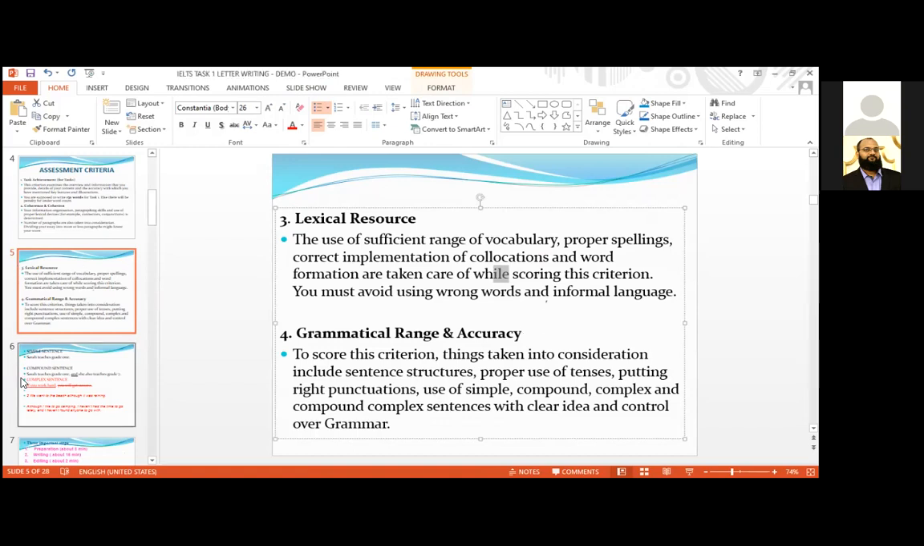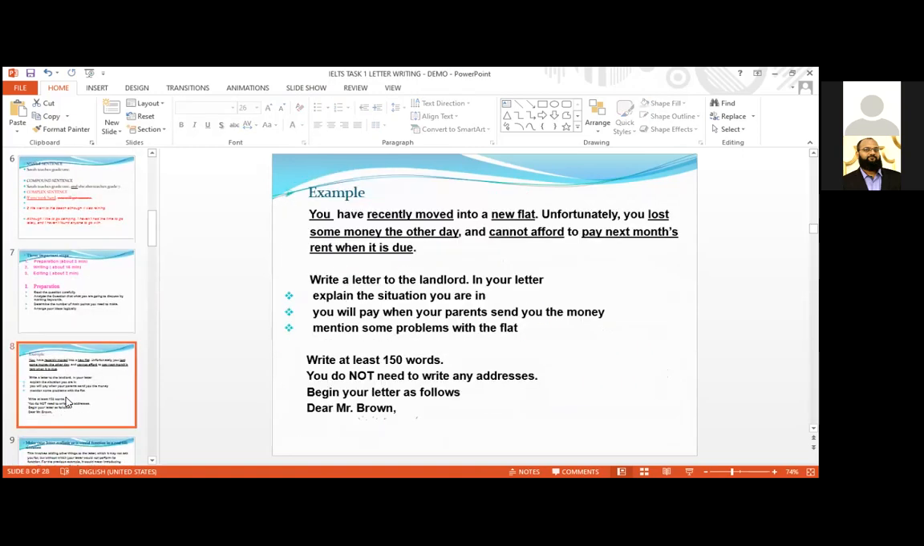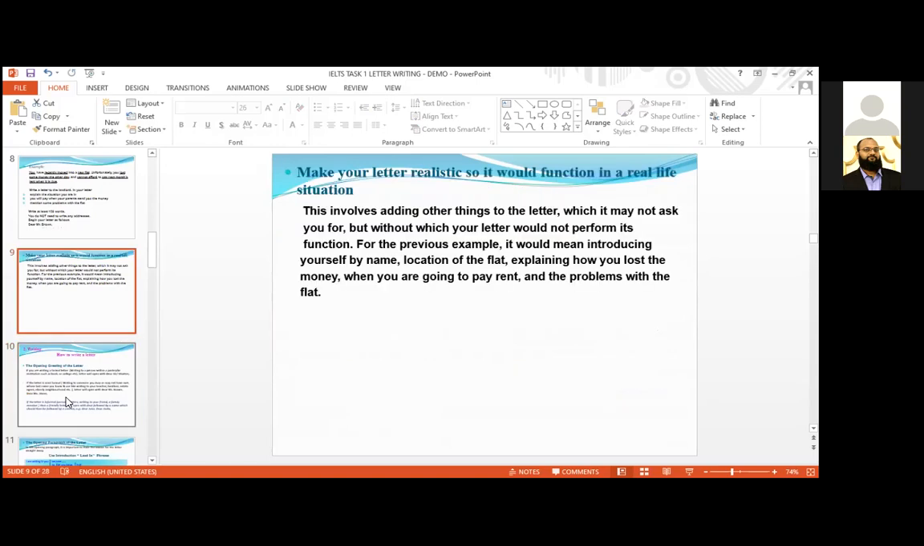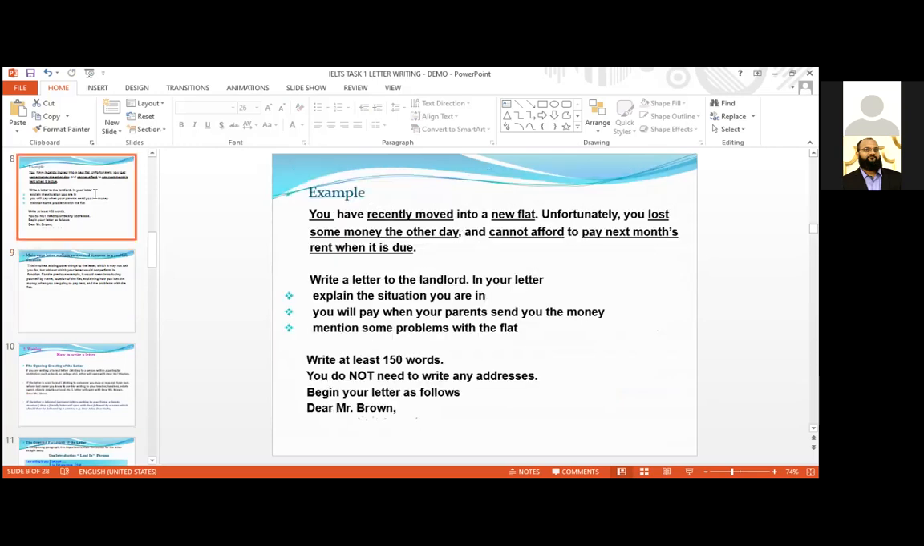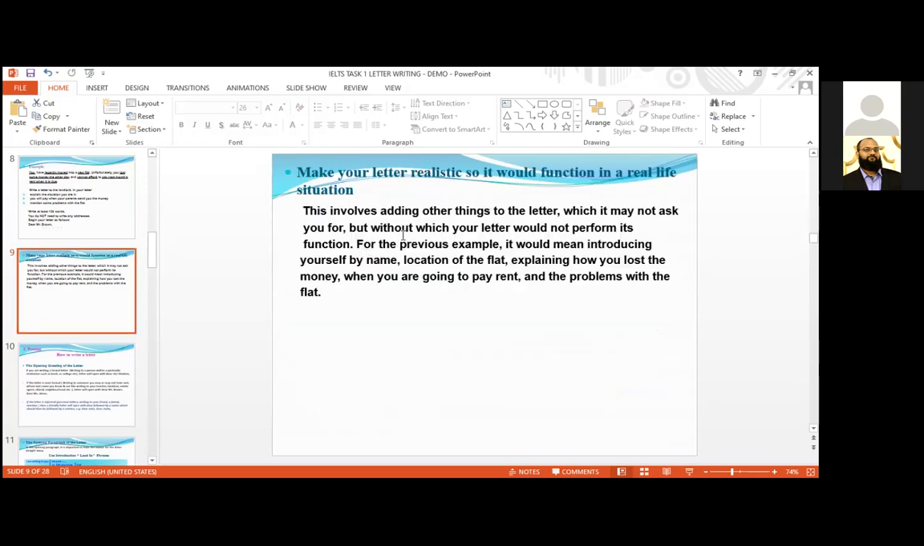Right? Now moving to the part when we write a letter, how do we write? We try to make our letter more functional in our situation. What does this mean? In many letters, it is not necessary that they ask you to introduce yourself. But in some contexts, while understanding the situation, you need to add some information which is not directly mentioned in the letter. Taking the same example, writing to the landlord, what will you do? You need to mention your name, the location of the flat, how you lost the money, and when you are going to pay. So either you are going to pay them in cash or by the end of the month.